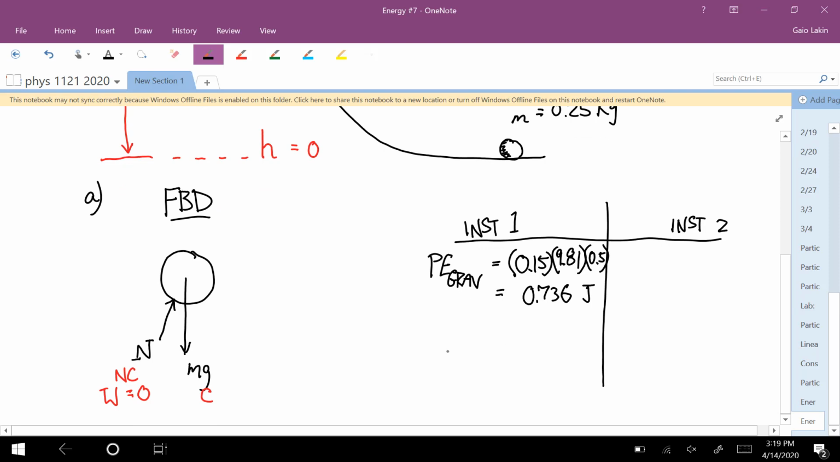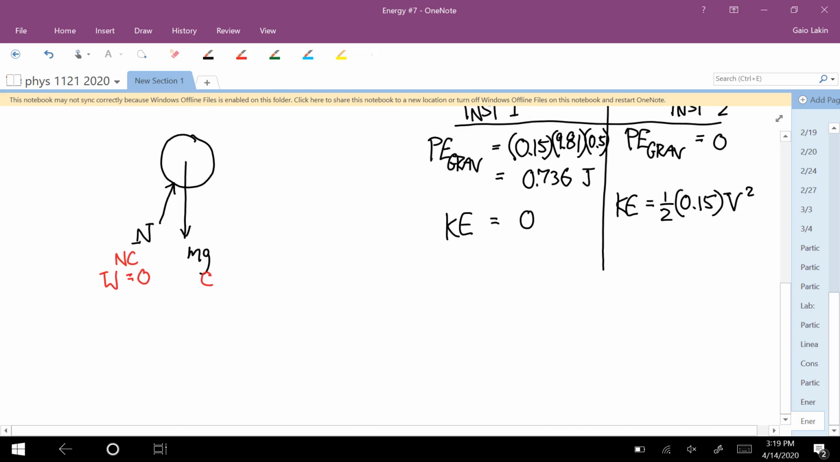The kinetic energy at the top of this hill is 0 because the speed is 0. Then at instant 2, when it's at the bottom of the hill, the height is 0, so the gravitational potential energy is 0. And the kinetic energy is 1/2 times the mass, 0.15, times the speed squared, and we don't know what that is. We're trying to find the speed. So conservation of mechanical energy says if you add these up, they have to equal each other.